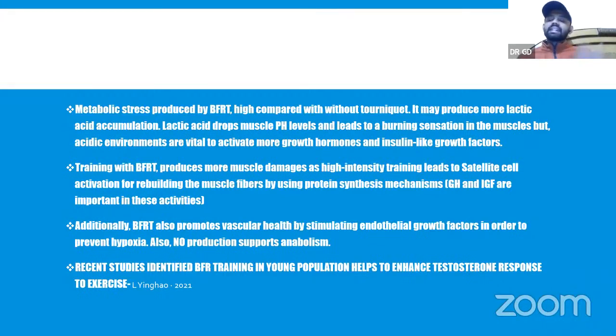This signals the growth factors, especially your growth hormones and insulin-like growth factors, will be enhanced by this stimulus, and these both are anabolic agents, so they grow the muscles. Training with blood flow restriction produces more muscle damage, as the high intensity leads to satellite cell activation and rebuilding of the muscle fiber using the protein synthesis mechanism. So I already told you GH, I mean growth hormone, and insulin-like growth factors are very essential here.